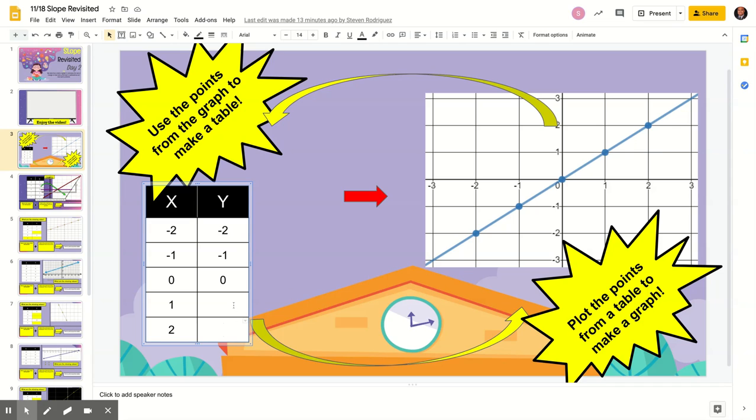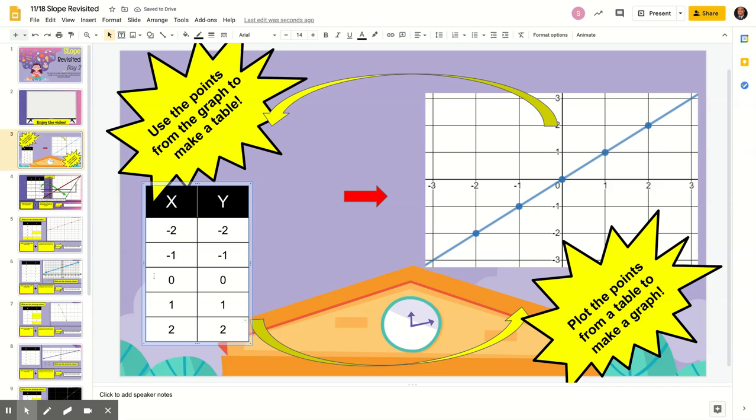Now, since I'm missing these 2 points, why don't I look at the graph to get them? So I see -2, -2. I see -1, -1. I see 0, 0. But what was 1's pair? 1 goes with what? In this case, 1 goes with 1. What goes with 2? 2 goes with 2.